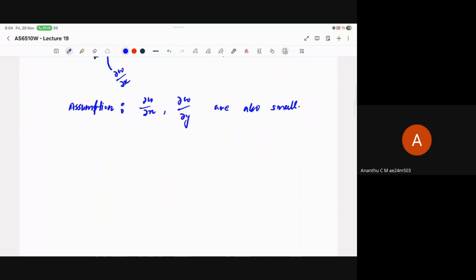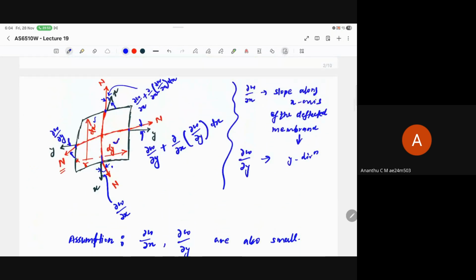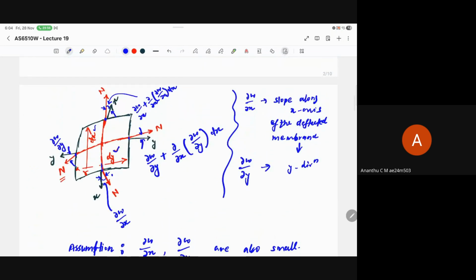Now, this is the top view of the selected component, on which we have marked the constant tension force N, and we have also marked how the slopes are going to change. So ∂w/∂x is the slope at this position. This is going to change to ∂w/∂x plus ∂²w/∂x² dx, because this is the x direction change. So this is going to change from here to here over this length dx. Similarly, this slope is going to change over the length dy, and we are considering first order change for both sides.